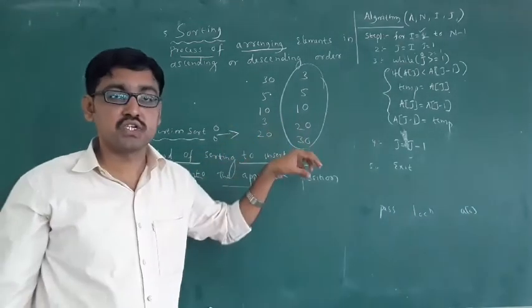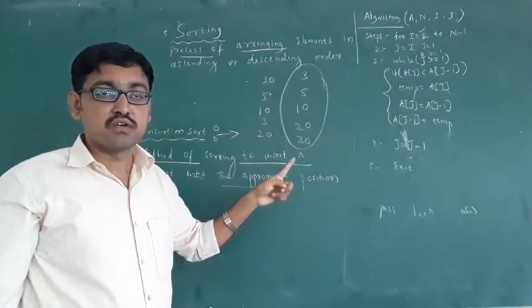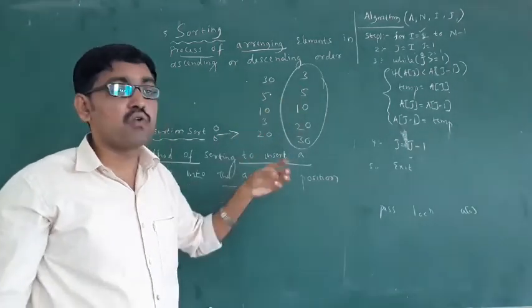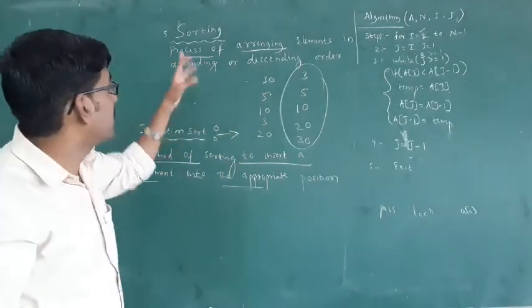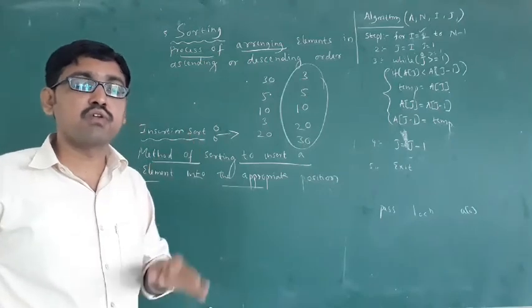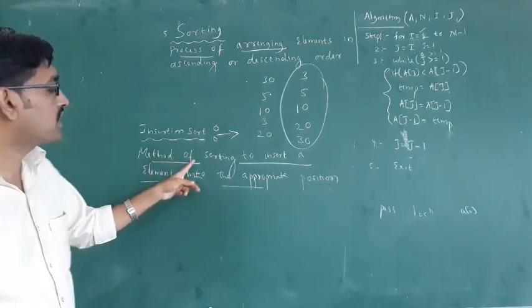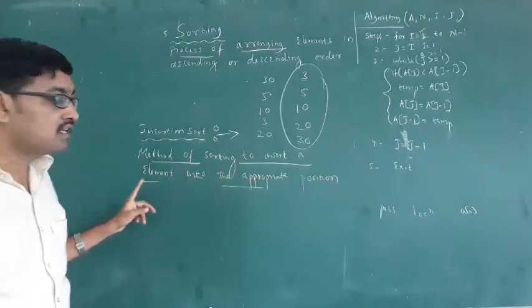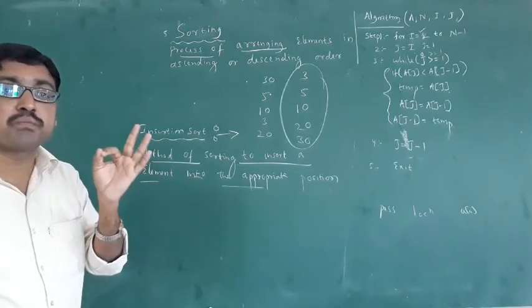Then how do we give the instruction to the computer to arrange these elements? How do we write an algorithm for this? In sorting we have different types. For your syllabus you have only insertion sort. What is insertion sort? It is a method of sorting that inserts an element into the appropriate position.